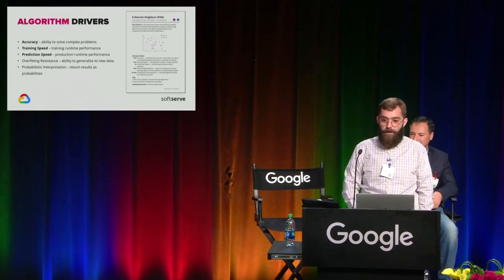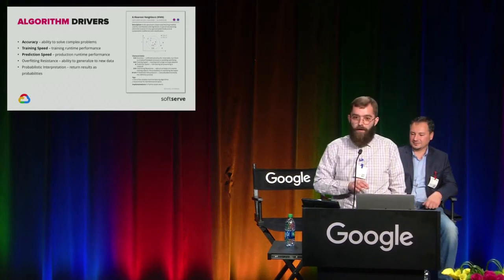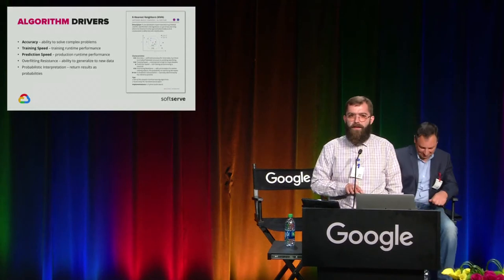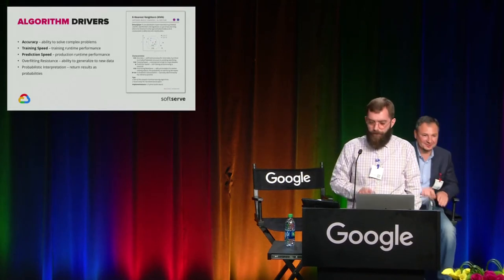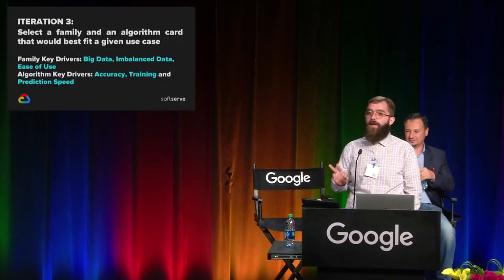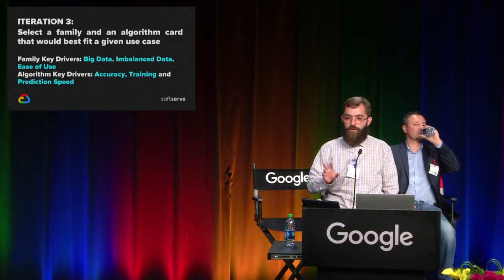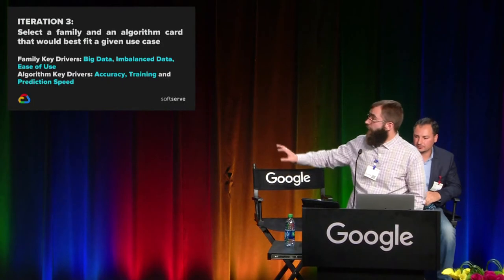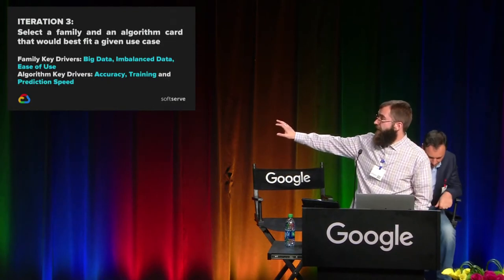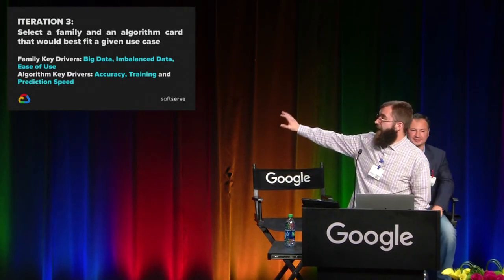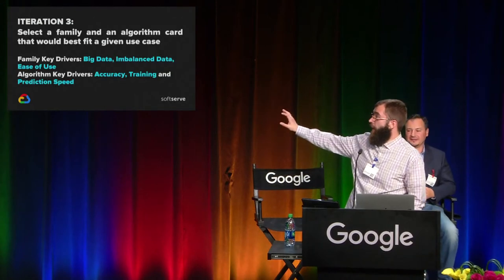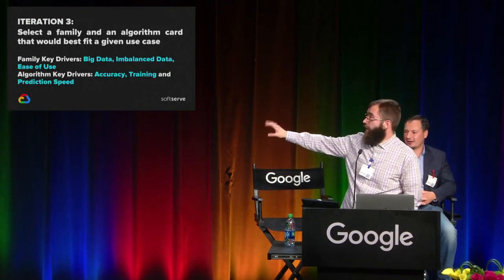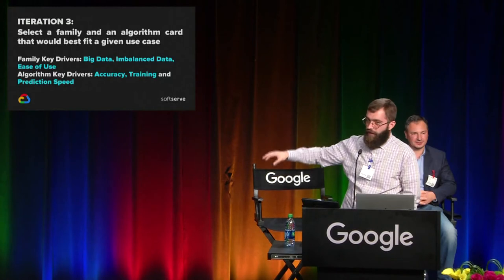So now we will really use our card. This is going to be quite a long exercise, I think about 5 to 10 minutes, where we will try to select two candidates that we are going to test out of those that we have. And we're going to use the following drivers. For families, we want to use big data, imbalanced data, and ease of use. And for algorithms, we're going to use accuracy, training speed, and prediction speed.